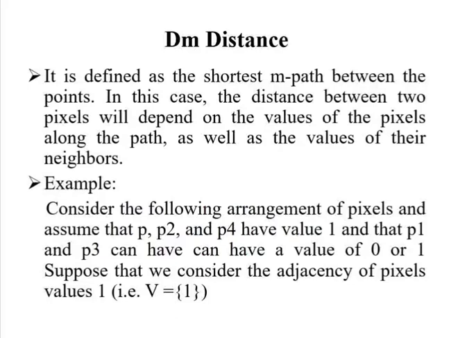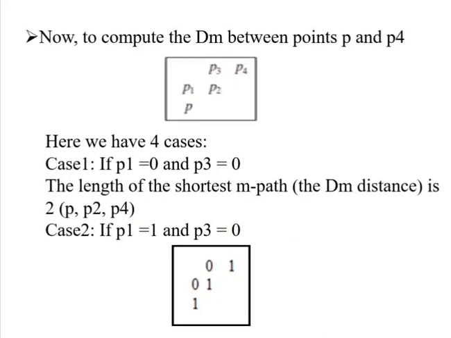Then the next case is case number 3. If P1 is equal to 0 and P3 is equal to 1, the same applies here and the shortest m-path will be 3, that is P, P2, P3, P4. Then the last case is case number 4. If P1 is equal to 1 and P3 is equal to 1, the length of the shortest m-path will be 4, that is P, P1, P2, P3, P4. Here are the 4 cases to represent the Dm distance between the points.